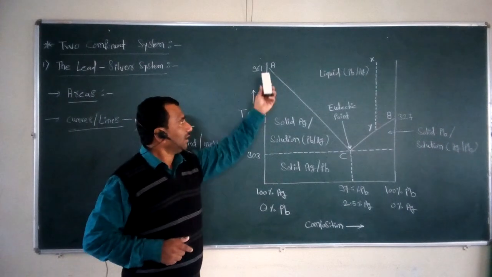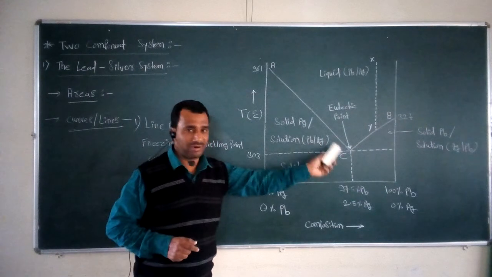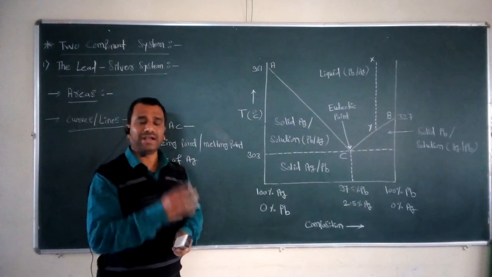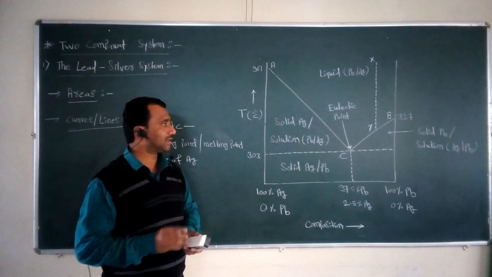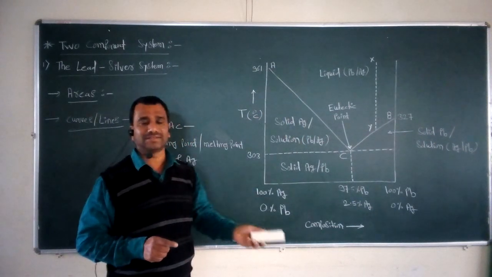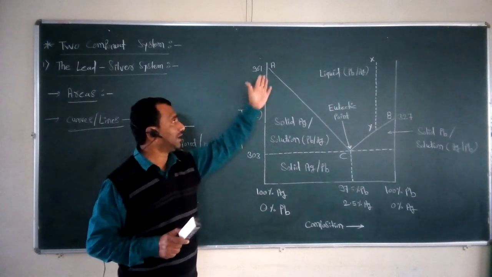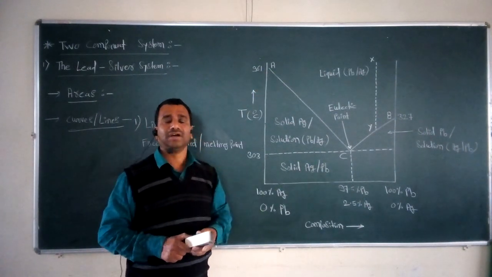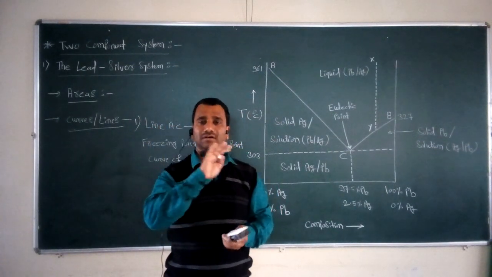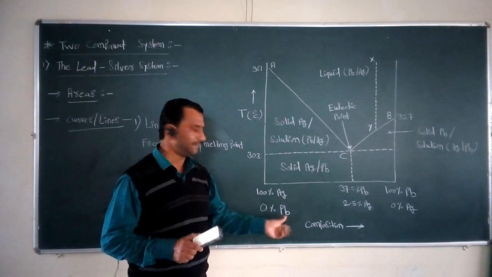Now, if we go along the curve AC from point A towards point C, what happens? The melting point or freezing point of silver gets lowered, or decreases, due to the addition of the element lead. If we go along the line AC, the melting point or the freezing point of silver decreases due to the addition of lead.